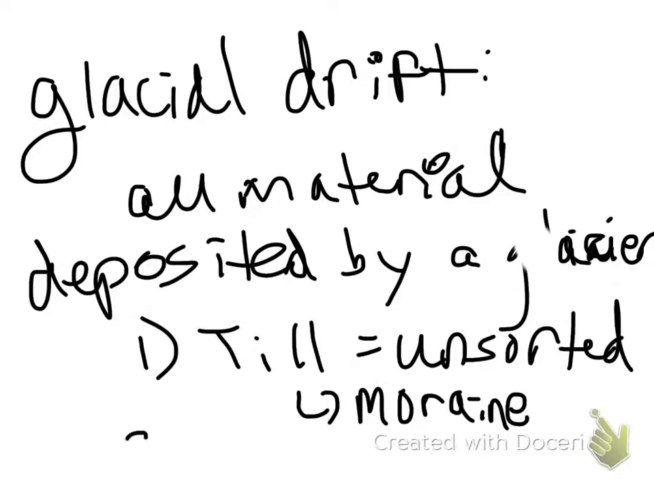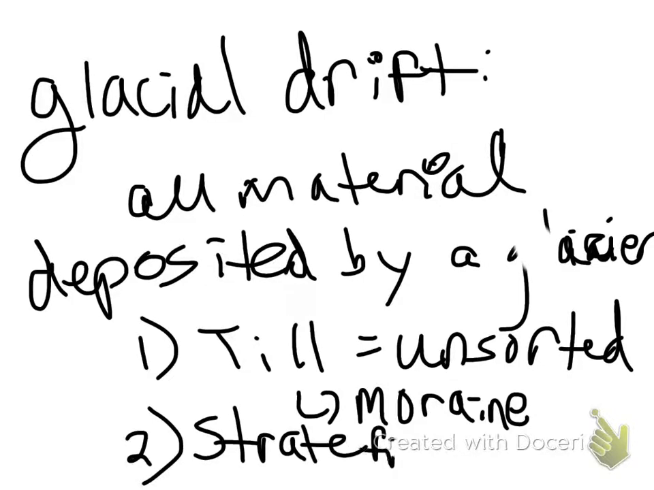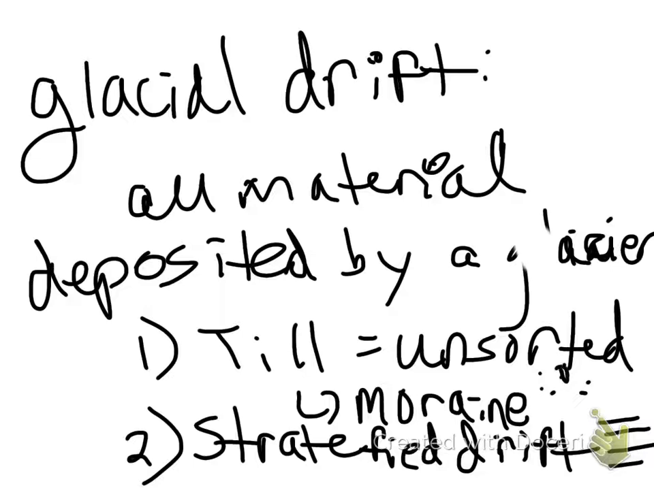Then your second type of deposit is stratified drift. And stratified drift, instead of being unsorted, it's the opposite, it's sorted. So you get layers or types of rock. Here they're all mixed, right? You have all different types of rocks, big and small, all mixed together. But here you have a layer of really small rocks, and a layer of really large rocks, a layer of really tiny rocks. Okay, so we have layers of rocks with stratified drift.